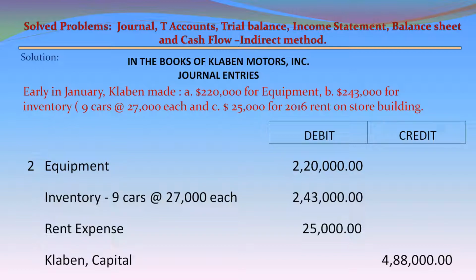Early in January, Klaban made A. $220,000 for equipment, B. $243,000 for inventory, 9 cars at $27,000 each, and C. $25,000 for 2016 rent on store building. Journal entry for this is: equipment debit $220,000, inventory 9 cars at $27,000 each $243,000, rent expense $25,000. Credit goes to Klaban's cash $488,000 in total.